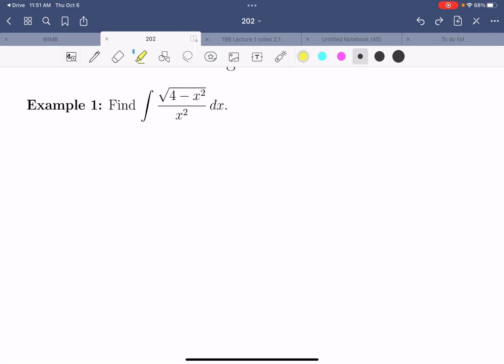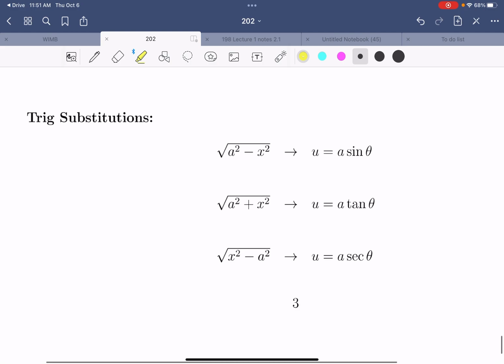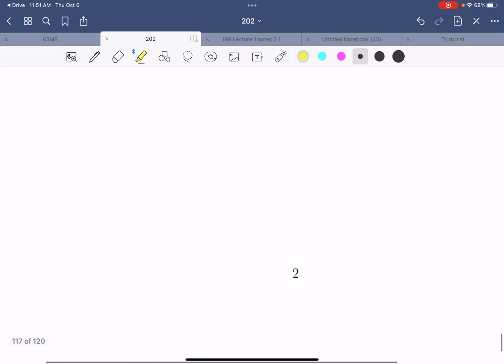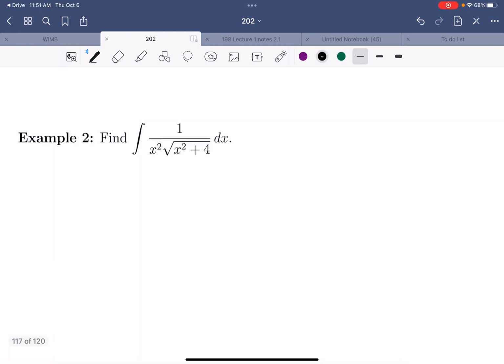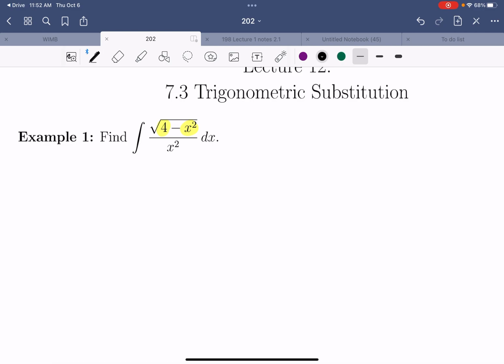But what you have is under the square root, you have a number minus an x squared. And when you have a number minus an x squared, down here, it's going to tell you that we're going to make a substitution for a sine theta. Okay, typically with trig functions, we use theta instead of a u. So really what we're going to do here is instead of using u, let's go back up to number 1. We're going to let x be equal to a sine theta.